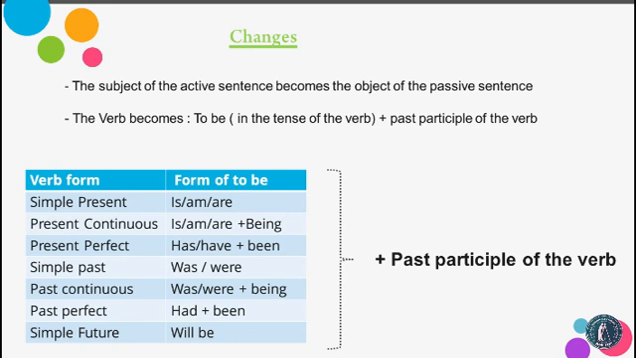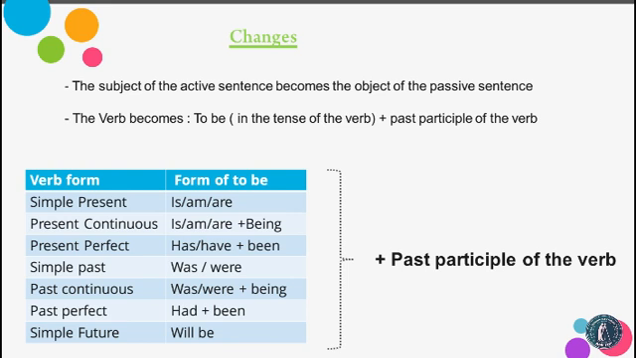From the active to the passive voice, what changes are imposed? So as we said, the subject of the active sentence becomes the object of the passive sentence, and this usually generates a preposition by. The second change is that the verb in the active sentence becomes to be in the tense of the verb plus past participle of the verb.